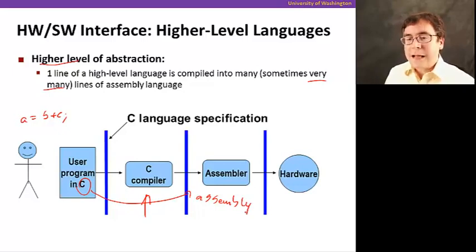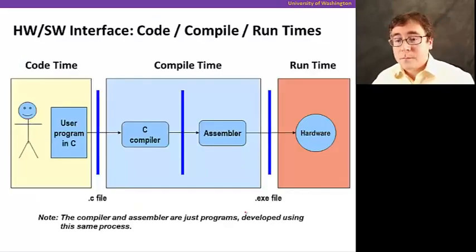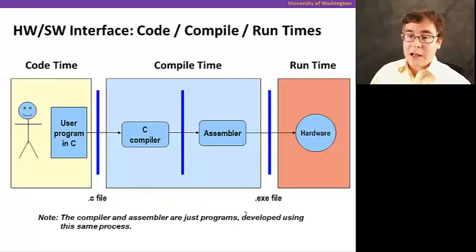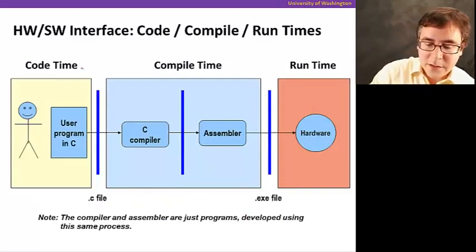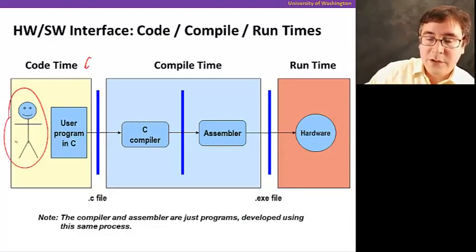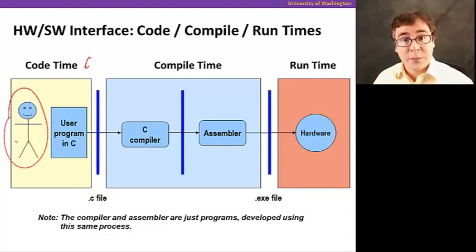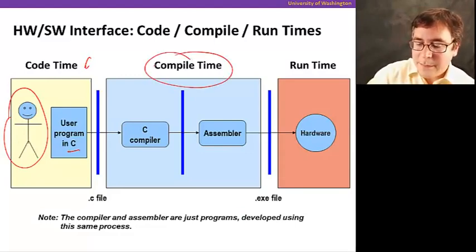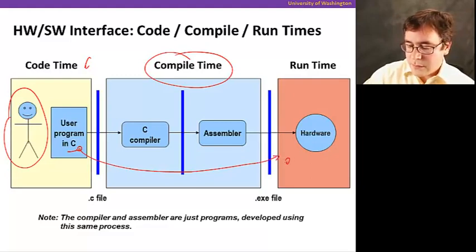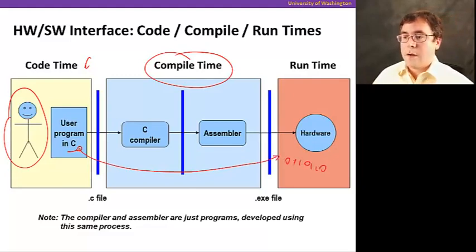So now let's look at the entire lifetime of a computer program. A computer program has three basic steps in its lifetime. There's coding time, which is the time the human spends writing the program in a high-level language like C. Compile time is the time it takes to take your C program and generate machine code to be executed by the hardware. And when the hardware is executing the code, we call that runtime.